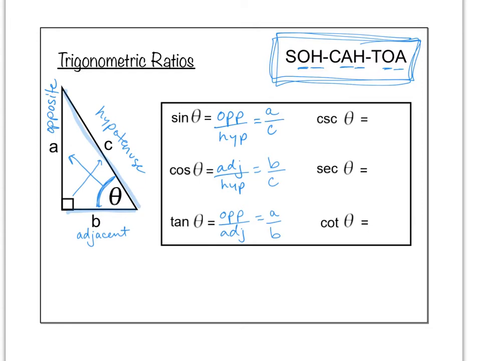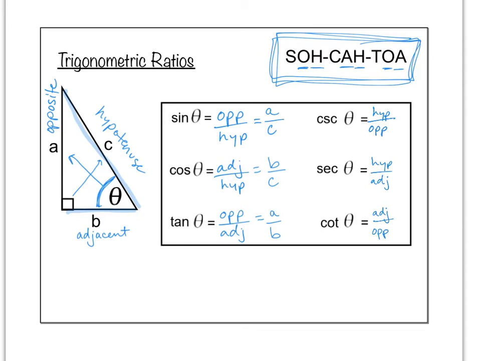Some other ratios that might or might not look familiar include cosecant, secant, and cotangent. Now these are the inverses of sine, cosine, and tangent. So all you have to do is take the reciprocal of what we had. So cosecant is the reciprocal of sine theta, so it's going to be hypotenuse over opposite. And secant is the inverse of cosine, so that's going to be hypotenuse over adjacent. And tangent and cotangent are inverses, so you flip that over and you have adjacent over opposite.